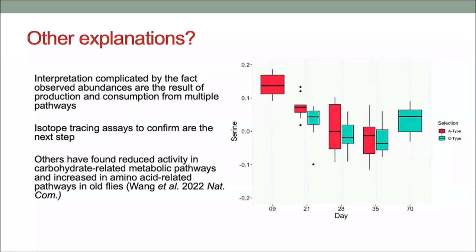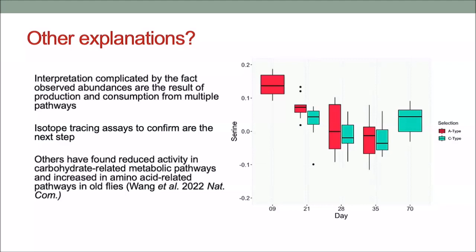But as a sanity check, we dug into the literature to see what other people were finding. Coincidentally, we found this paper from 2022, where they use untargeted metabolomics but also lots of tracing, comparing patterns from 3-day-old flies and 30-day-old flies to see what's different. They also found a really pronounced shift in activity related to carbohydrate-based metabolism versus amino acid metabolism. The strongest patterns they saw were decreased glycolysis and more serine and purine metabolism.